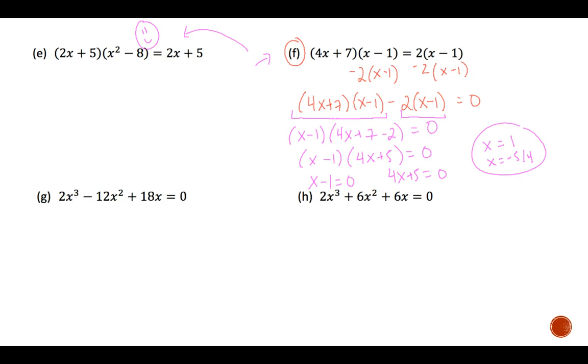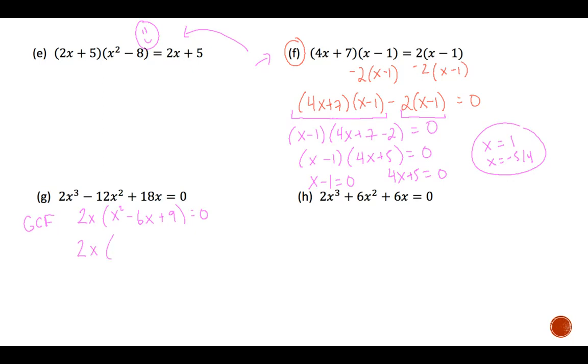I'm also going to look at G. What should I do with G? Here's a 3rd degree polynomial, a cubic function. Well, let's find the greatest common factor and factor it out. What do all three of these terms have in common? 2x. They're all divisible by 2x. So I'm going to be left with x squared. And be careful that you're not just dividing by it, because then you're throwing out one of the factors and one of the solutions. So 2x times x squared minus 6x plus 9 equals 0.